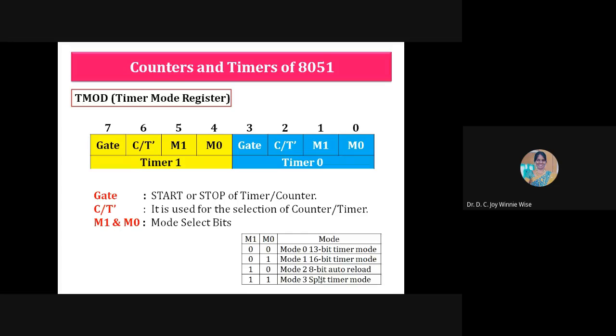So depending upon the applications, we can go for these modes: 0, 0, 0, 1, 1, 0, and 1, 1. So 4 bits are used to control timer 1, and another 4 bits are used to control timer 0. The gate signal is used to control the timer, that is, on and off. The next one, C/T bar, is whether it is a counter or timer. And M1 and M0 represent the modes. So this is the structure of the timer mode register. Now let's see the modes in detail.